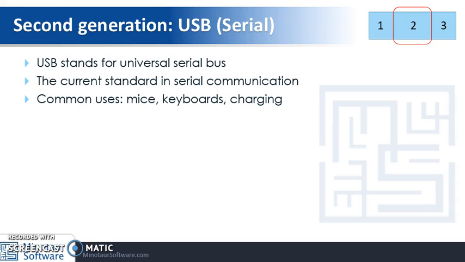So the second generation that replaced serial in terms of universal use is called the Universal Serial Bus, which again is another serial format. So it's the current standard in serial communication. Those things like mice, keyboards, and charging, simple applications that don't really require a lot of communication, they still use a serial format, which is USB.